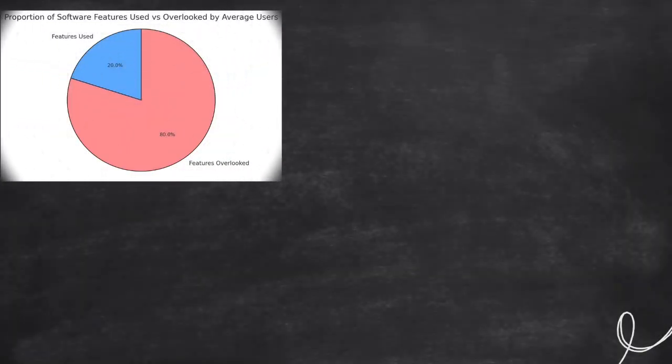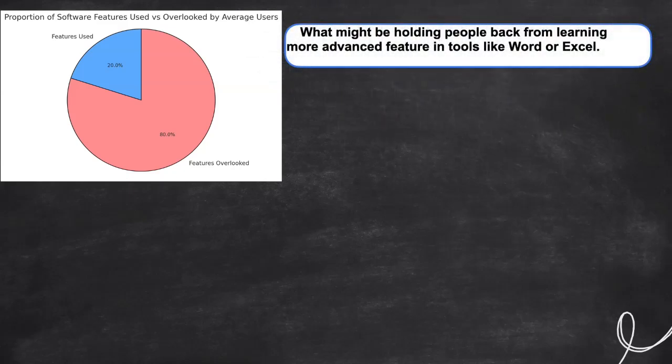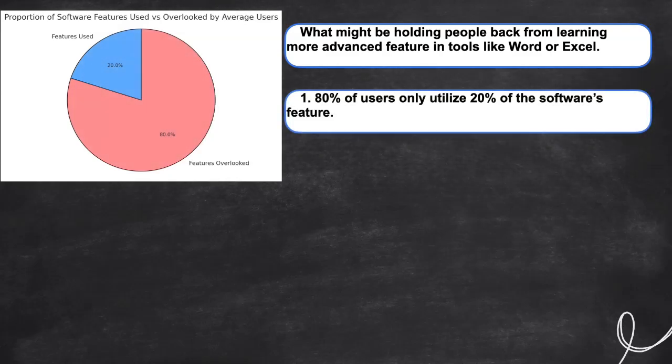Friends, let's talk about something that impacts almost everyone in their daily work, productivity tools like Microsoft Word or Excel. Here is a surprising statistic for you. Did you know that a staggering 80% of users utilize only 20% of a software's features? That's right. Whether it's Word or Excel, most people stick to the basics. Typing, formatting, or making simple tables while missing out on the real power behind these tools.